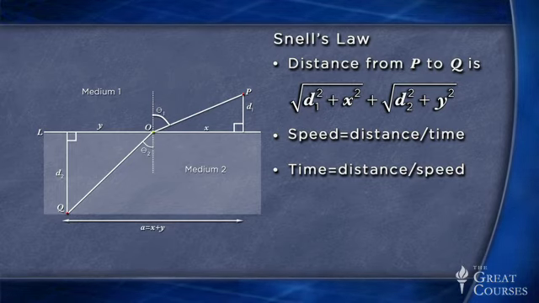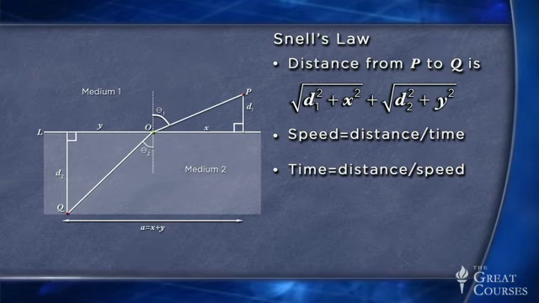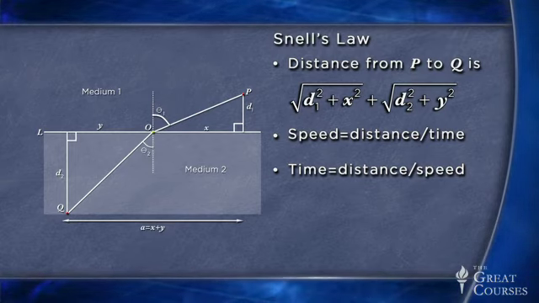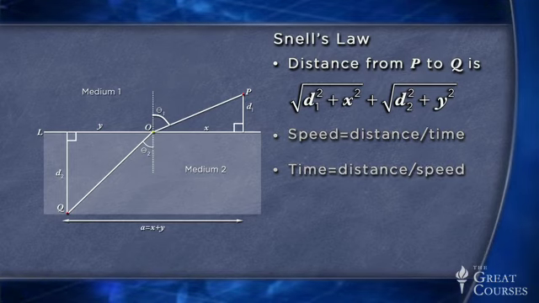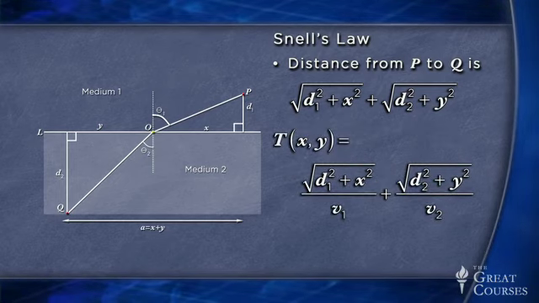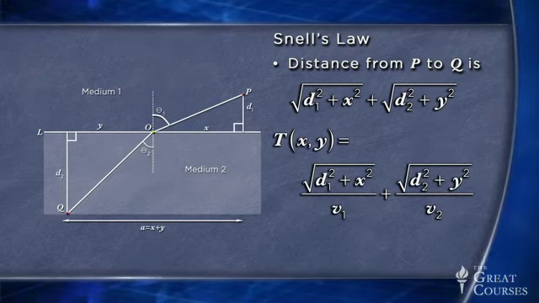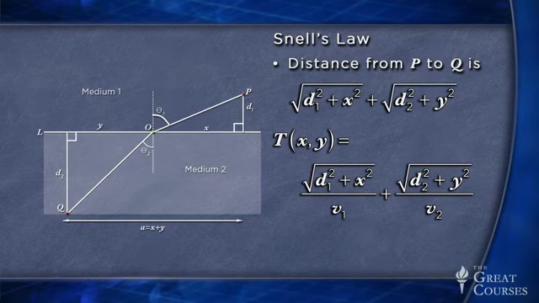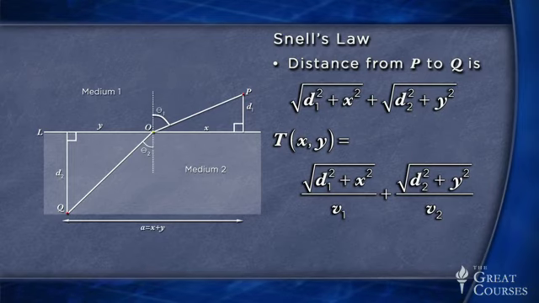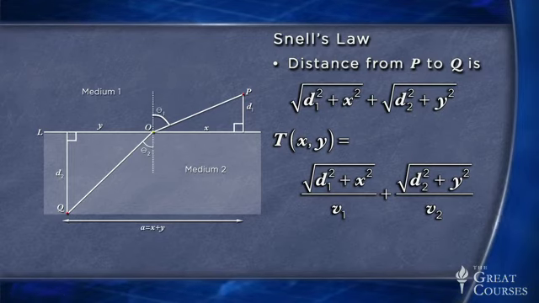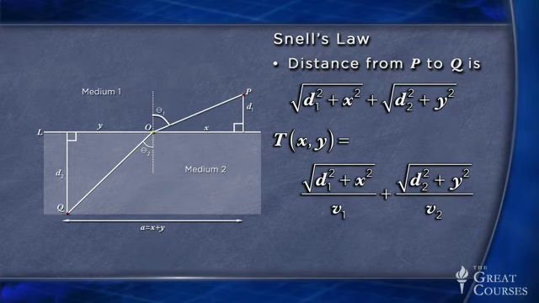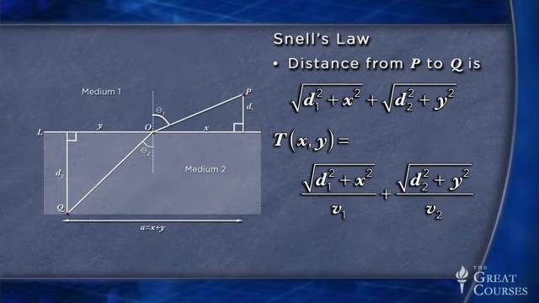Well, the distance was that radical d1 squared plus x squared square rooted, and the speed there is v1, so I take that radical and divide it by v1, plus the radical d2 squared plus y squared, divide that by v2, and that is our time equation. Time is a function of two variables, x and y, because the point where the light wave hits L depends on what x and y are. And it's a function of two variables, and there it is.